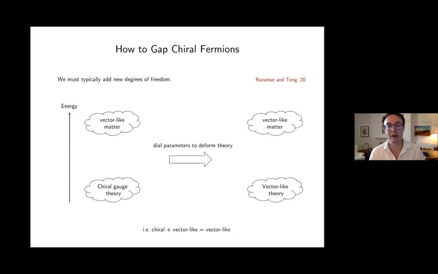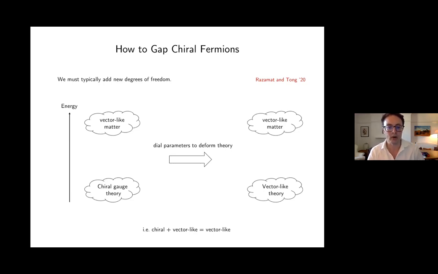We dial the parameters of the theory. And the goal is to dial the parameters so the extra heavy stuff starts to become light. At some point, it's going to interact with the original chiral stuff. And you want to design things so that when the dust settles, all the chiral stuff down here has turned into a vector-like matter and become heavy. And what you're left with in the far infrared, if anything at all, is just vector-like matter.